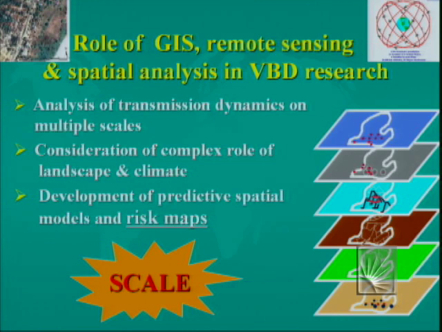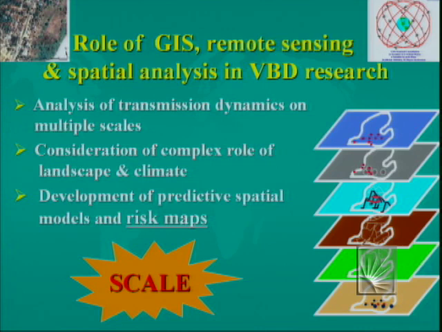As an ecologist, I'm interested in analyzing transmission dynamics. To some extent, disease I'm not as interested in, except for an outcome, and often an accidental outcome of the transmission process. I'm interested in the complex role of landscape and climate, and ideally what I would like to come up with is predictive models that consider space and risk maps that are actually effective and useful for the Cleveland or the county health department or for the CDC.